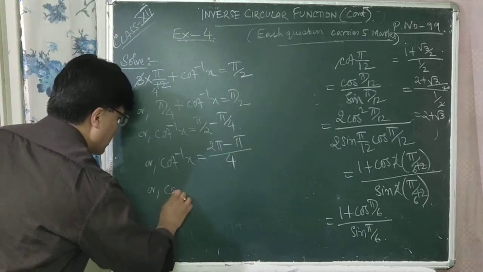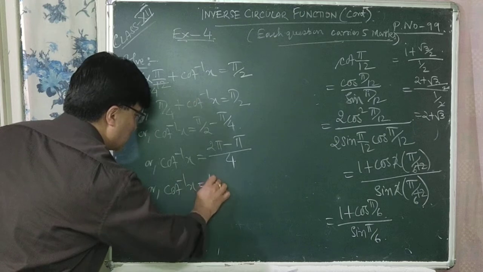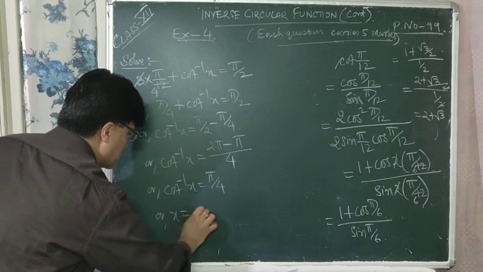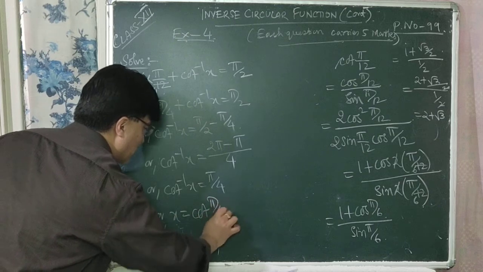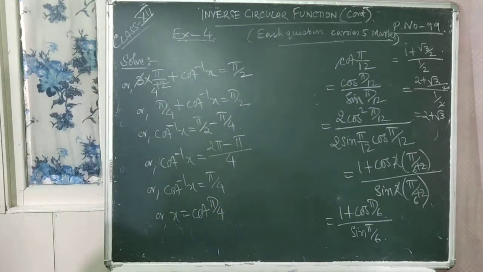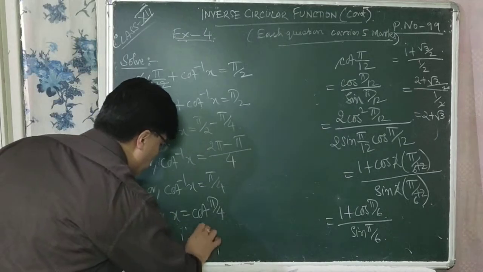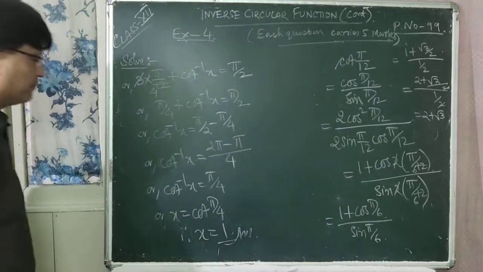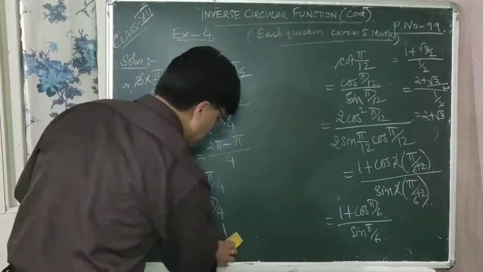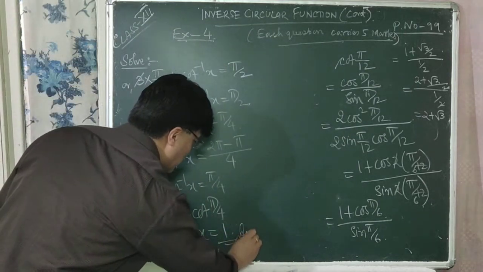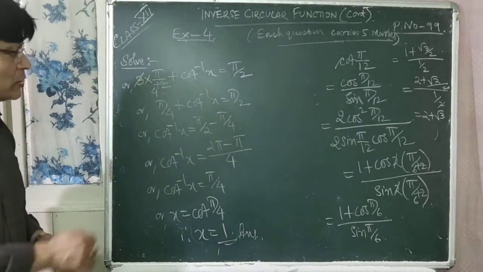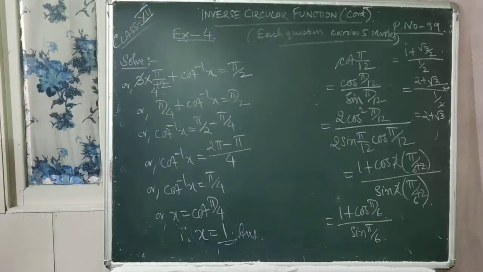Next, cot inverse x. What is 2 pi minus pi? Pi by 4. So x is equal to cot pi by 4. This is cot 45. What is the value of cot 45? It is always 1. So therefore x is equal to 1 is the answer. So what is the answer out here? That is x is equal to 1. So this is your answer. You have understood now? So you can copy it. We'll do the next one.